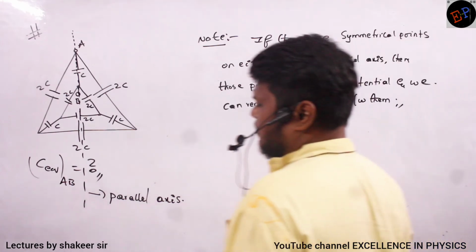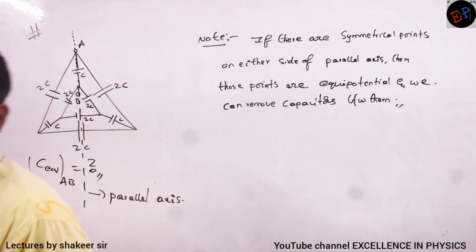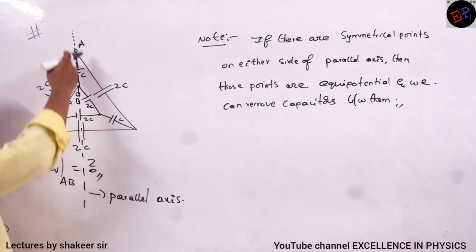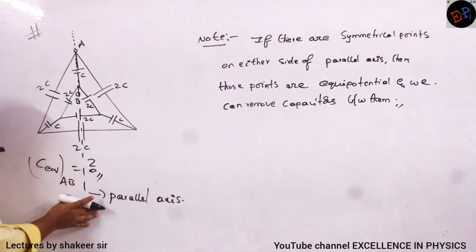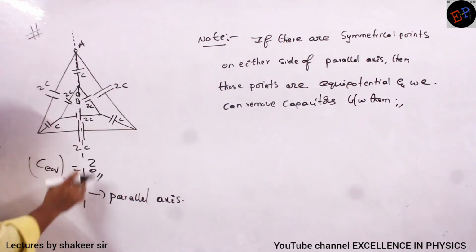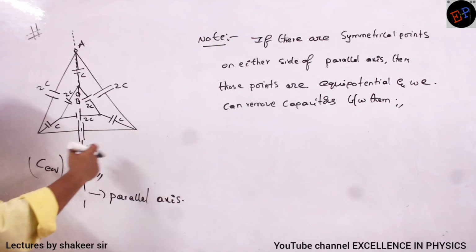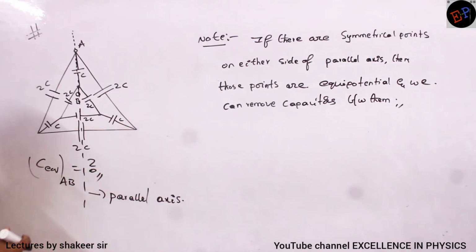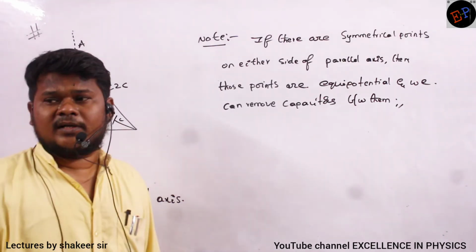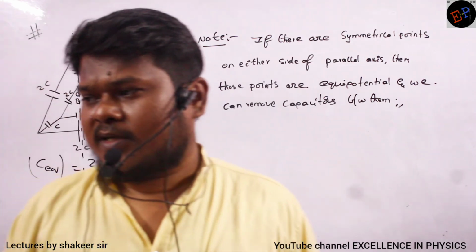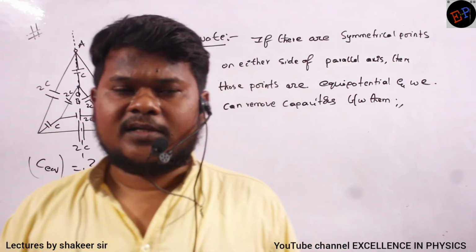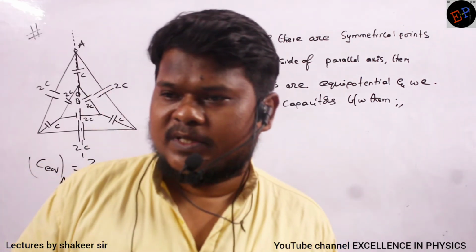Are you able to understand, ma? So what is the meaning of the statement which I have written, ma? So this is parallel axis. Are you able to understand? So on the parallel axis, if there are any points which are symmetrical to this line, on either side of the line, on the right side of the line and left side of the line, if there are any points which are symmetrically placed, then those 2 points, they are at same potential, and if they are at same potential, you can remove the capacitors between them.